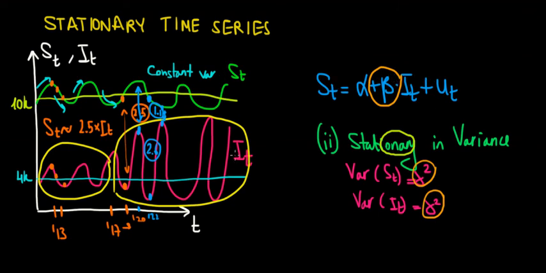That's why this is a necessary condition. I hope this proves the point. In the next video, we're going to look at the stationary covariance assumption.